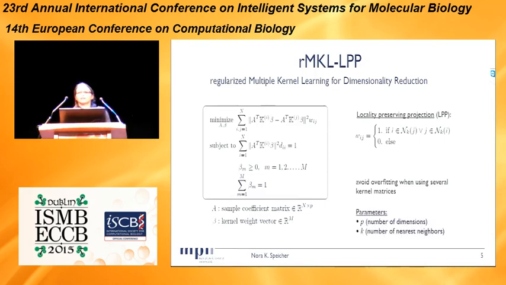The method has then two parameters that have to be set. One is the number of dimensions that we want to project our data into, and the other one is k, the number of nearest neighbors for our local dimensionality reduction scheme.